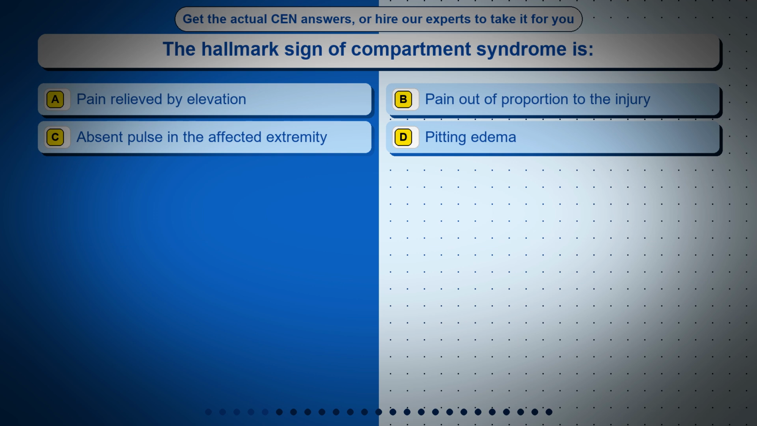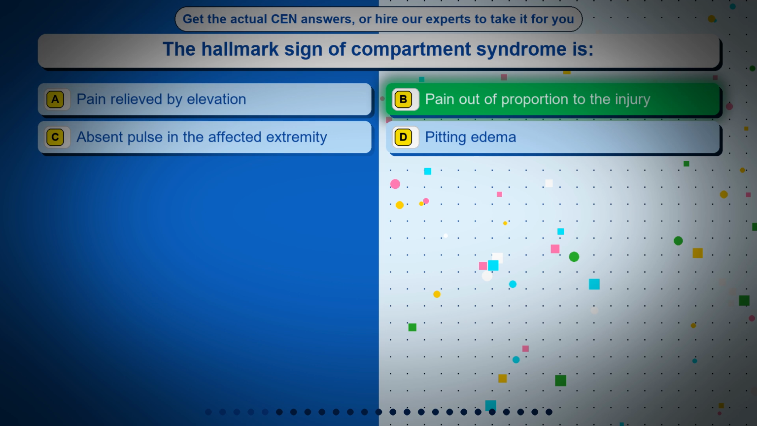Question 5. The hallmark sign of compartment syndrome is option A, pain relieved by elevation, option B, pain out of proportion to the injury, option C, absent pulse in the affected extremity, option D, pitting edema. The correct answer is option B, pain out of proportion to the injury.